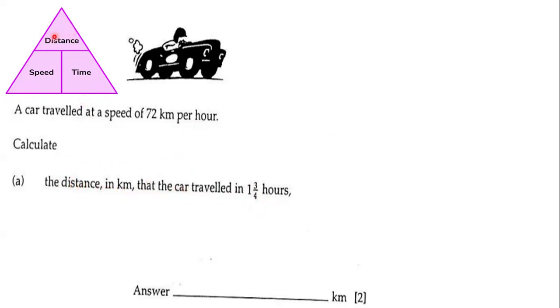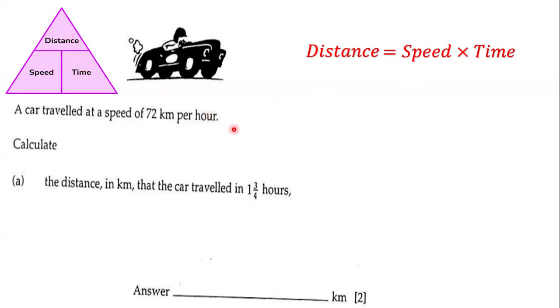If you notice on the speed triangle, we have the distance here. And in order for us to calculate the distance, we have to take the speed and multiply it by the time. That means that the formula for distance is going to be speed multiplied by time. That's the formula based off of this diagram. Take the speed, multiply it by the time, and you get the distance.